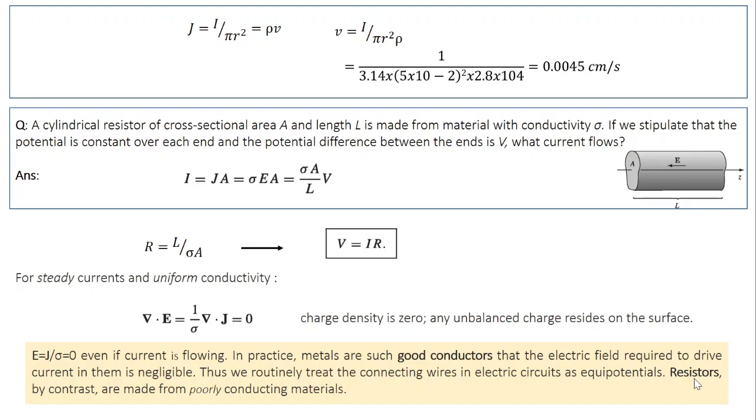On the other hand, resistors are made of poorly conducting material, so you need to provide a significant amount of push to make charges flow through the material. Consequently, the potentials are not the same on the ends of the resistor. Current always flows from the end of higher potential towards the end of lower potential.